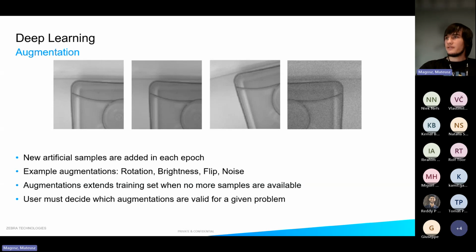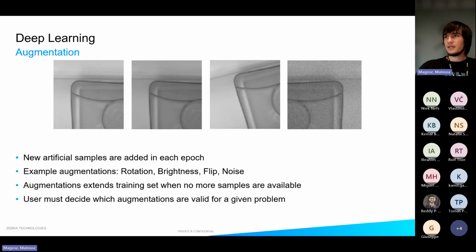Another thing you can use during the training or before the training are augmentations. They create artificial samples. So if you don't have a lot of images, you can use augmentations to create some variations in pixels or some geometrical shifts to the image to add artificial samples to your training set. They are very useful, but you have to be a little bit careful when using them.